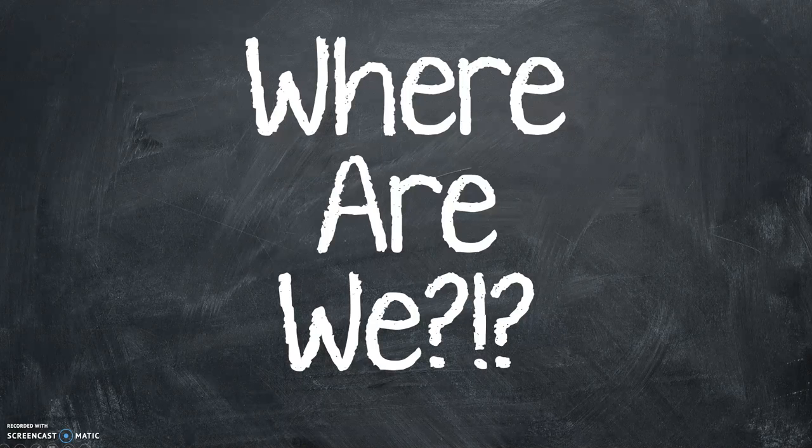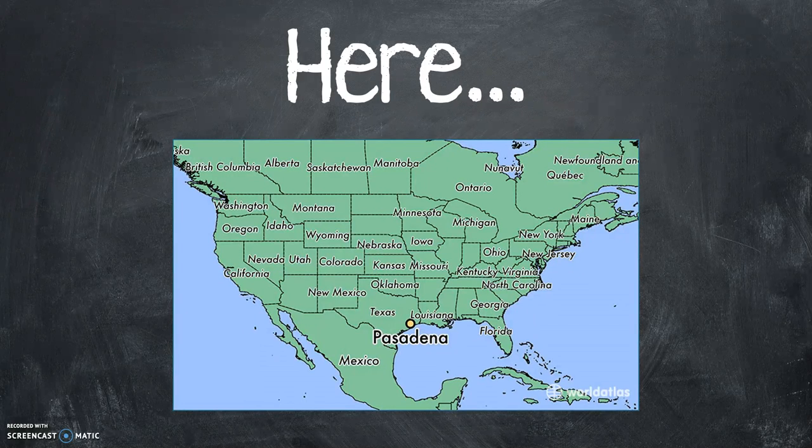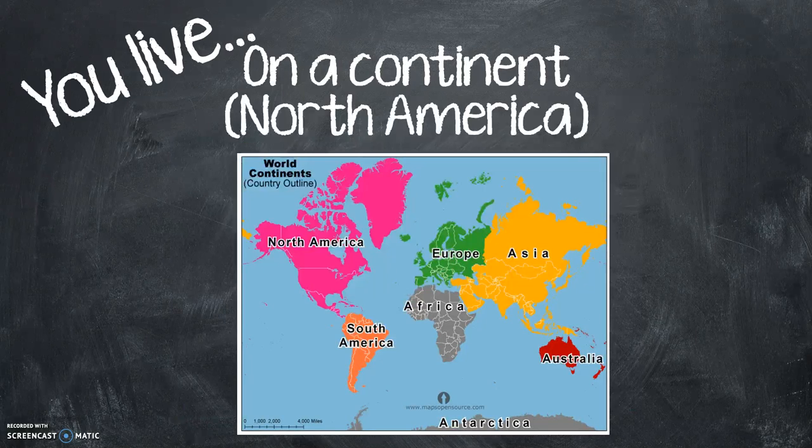All right, we're going to start off this year with a really simple question. The question is, where are we? Right? Obviously, you're sitting in a classroom, and you're like, that's a really dumb question. But really, let's think about it. You're here, right? You are this yellow dot on this map, Pasadena. But let's talk about where that is.